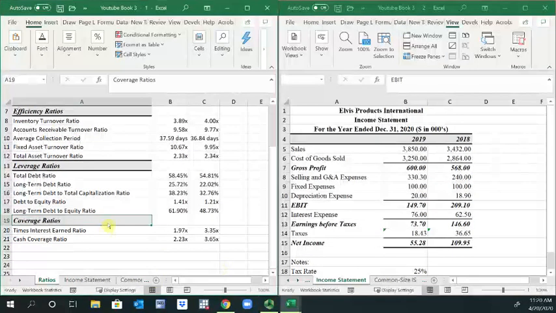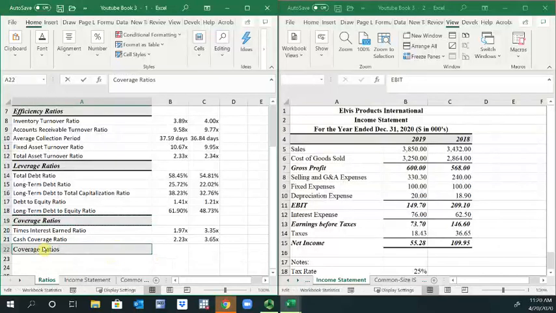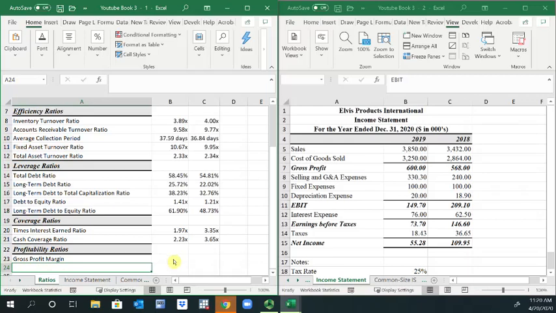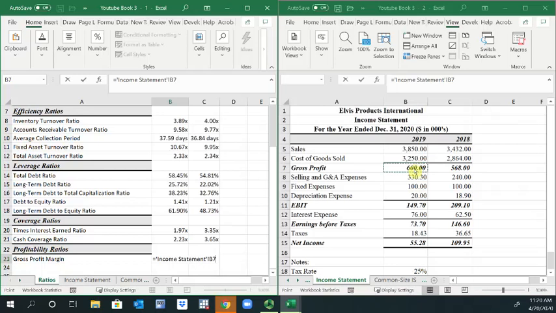All right, now we're going to talk about profitability ratios. Generally, the higher the better for these. And we have several of these. So the first one is gross profit margin. This is going to be equal to gross profit divided by sales.